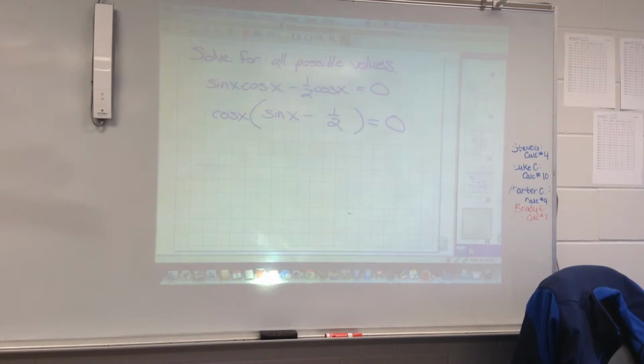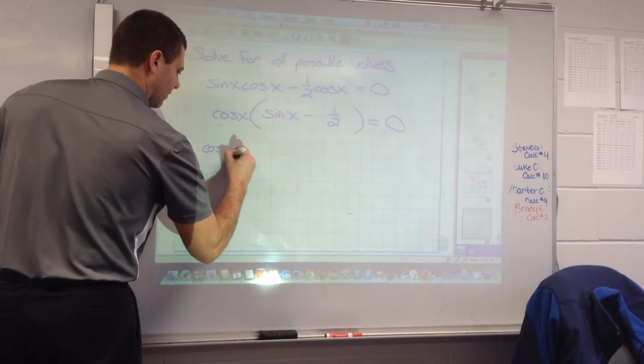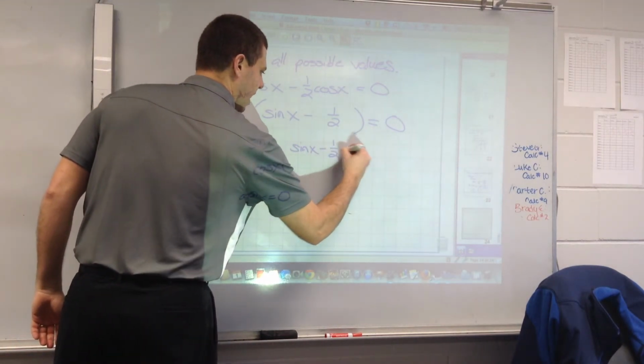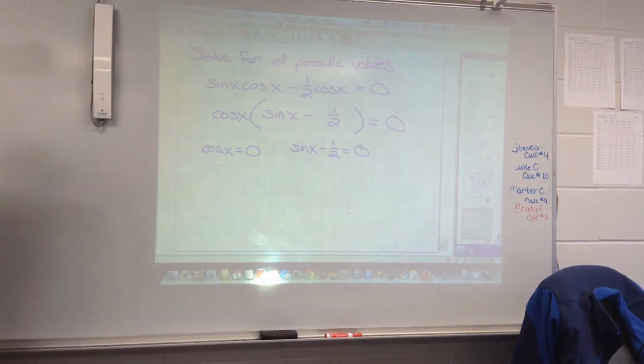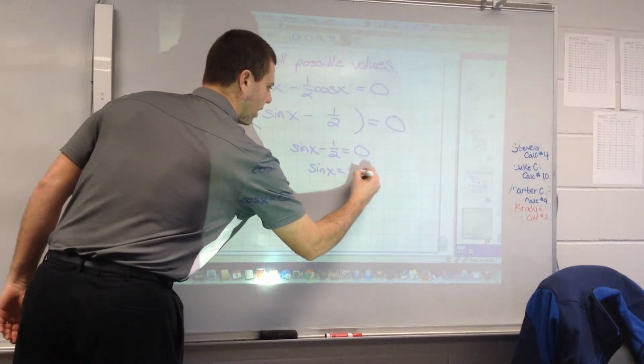So now I have something times something equals 0. So what do I do with both factors? Set them equal to 0. Yep, good. Just like that quadratic one. So I'd say cosine of x equals 0. And I'd say sine x minus 1 half equals 0. Or in other words, sine x would equal 1 half, right?